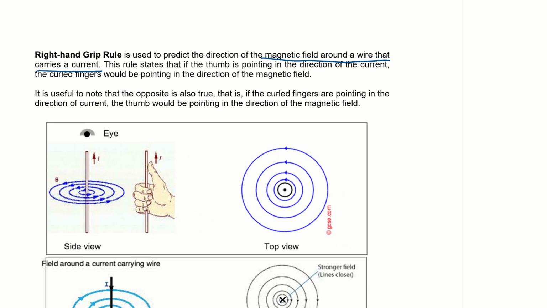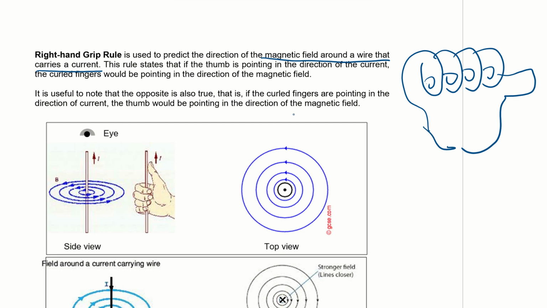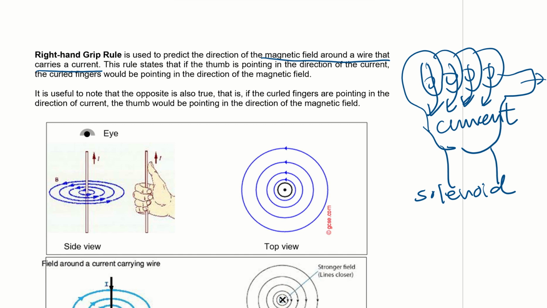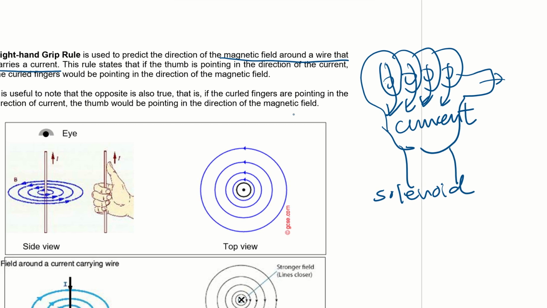So just now I drew my right hand gripping something, and my thumb will naturally be pointing in this direction. So this is the right-hand grip rule for a solenoid. Now the direction of the fingers represents the direction of current flowing in the coil, whereas the thumb represents the direction of north.